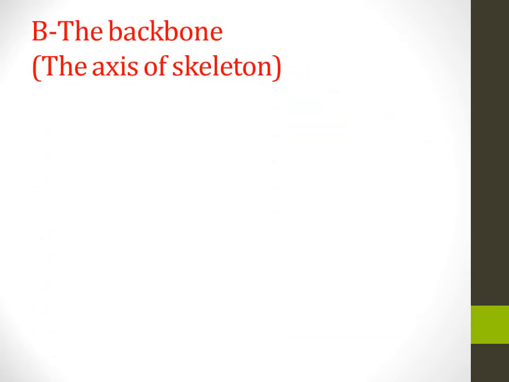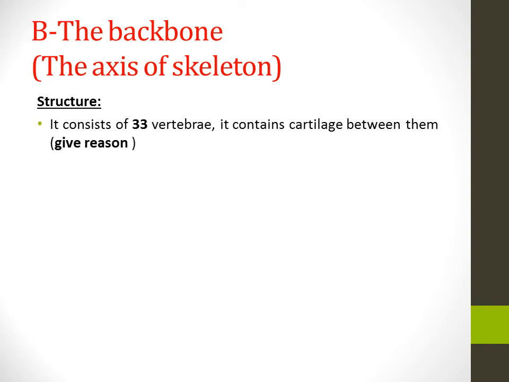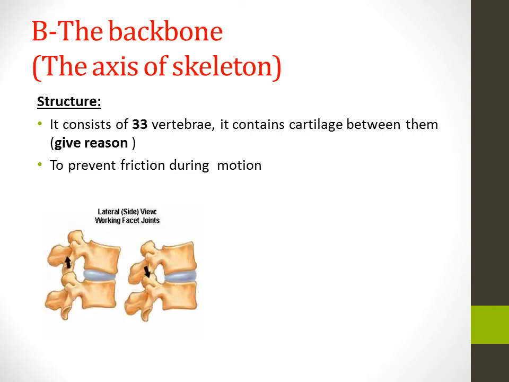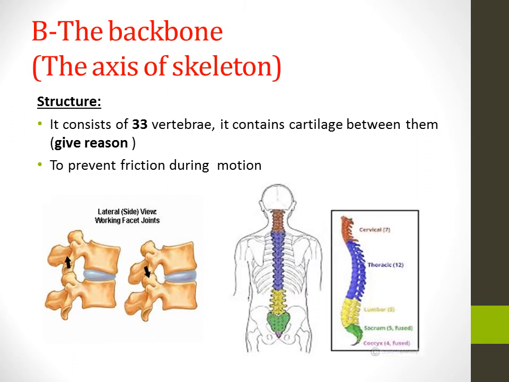The second part of the axial skeleton is the backbone. This is the axis of our skeleton. It consists of 33 vertebrae, and between each vertebra and the next there is cartilage. Why? The cartilage prevents friction during motion.